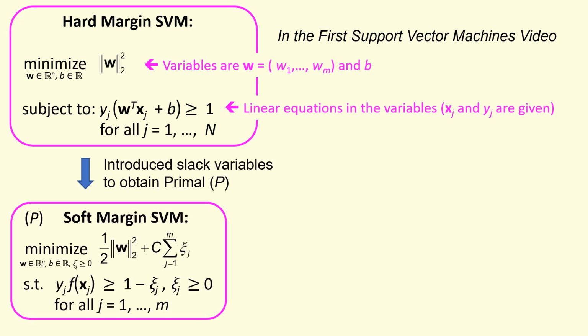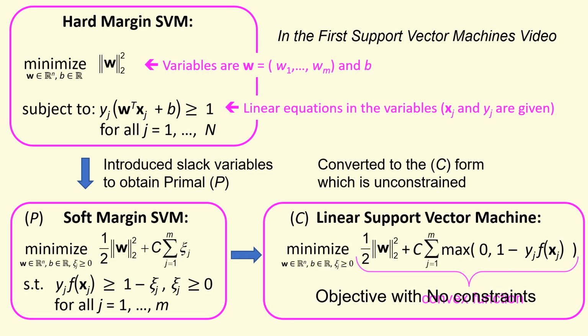And we introduce slack variables to obtain the primal P of the soft margin support vector machine. So here we're minimizing, but we have slack variables, and that gives us this regularization term, the plus C sum of the slacks, such that y sub j f of x sub j is greater or equal to 1 minus the slacks, and the slacks here are greater than or equal to 0. That led to C, our linear support vector machine, where we minimize this objective that has no constraints, and it's a convex objective.